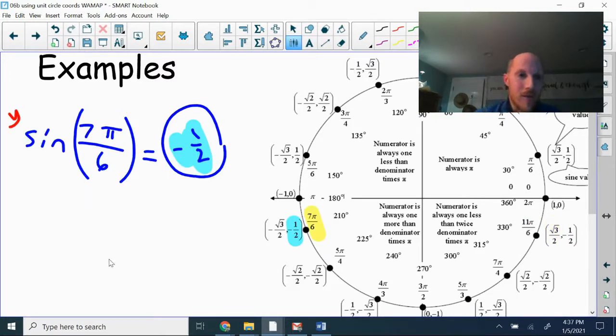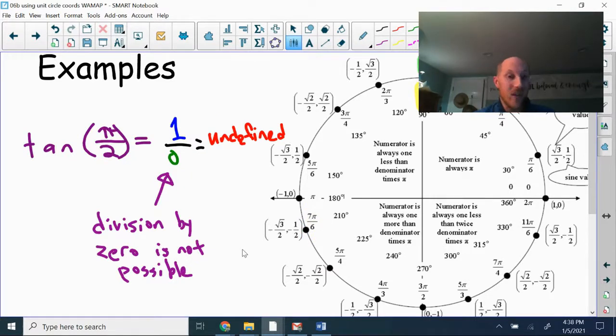Okay, next example. How about sine of 7 pi over 6? All right, so I found the 7 pi over 6. That is the angle in radians on my unit circle. Any improper fraction I know is going to be in the bottom half of the unit circle. So if you're having trouble locating where angles are, anything that's an improper fraction is going to be the bottom half of the unit circle. So 7 pi over 6 is here. Sine refers to the y coordinate. I've highlighted that as negative a half. Write it down, circle your final answer, done.